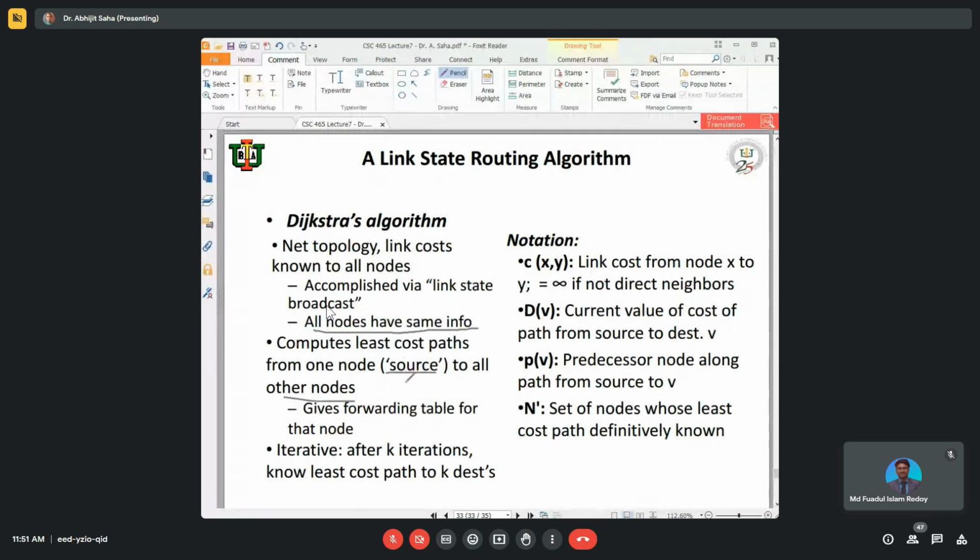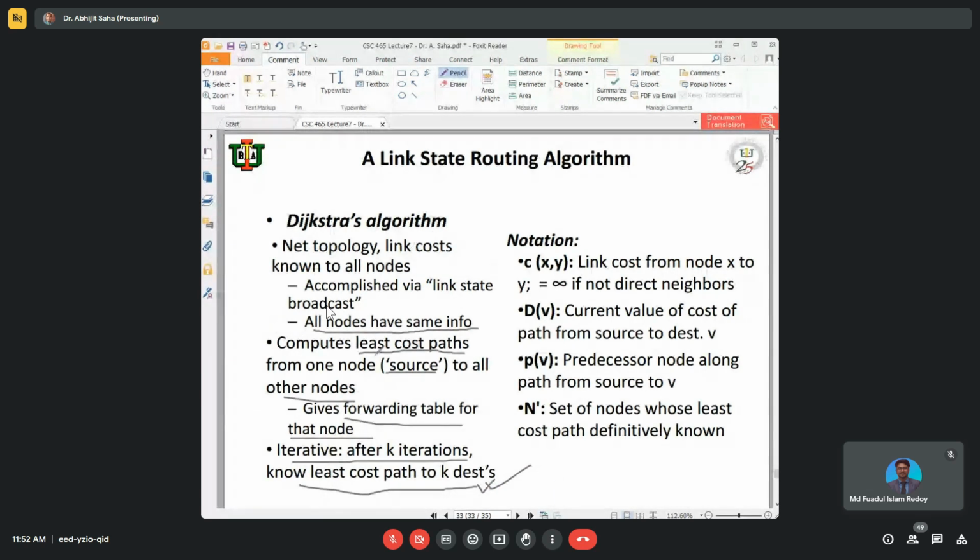That means here we are going to consider a source node in a network layout, and we need to find out the paths from that source node to all other nodes available in the network. All other nodes are going to be our destinations, and we are going to discover the least cost paths from the source to every other node in the network. All right, so that gives the forwarding table for that node. It is iterative: after k iterations, we know the least cost paths to k destinations.